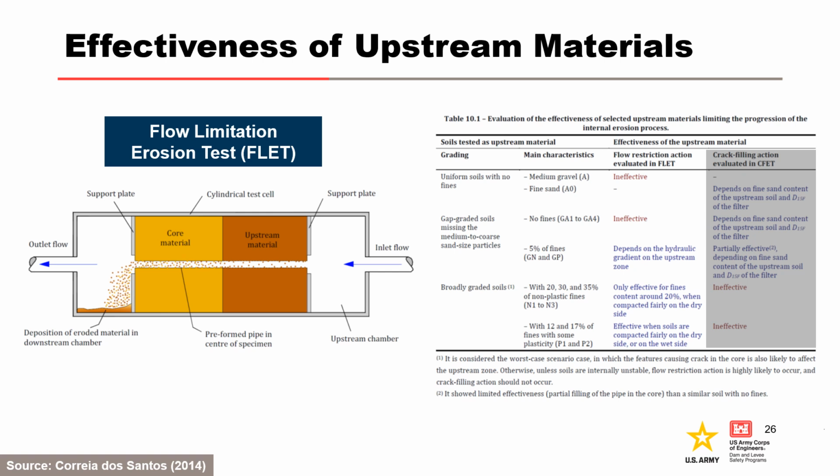Flow restriction action is governed by grading, plasticity, and compaction characteristics of the upstream soil. In gap-graded soils with 5% fines, hydraulic loading and type of fines are critical. For the tested coarse, broadly graded upstream materials, the effectiveness is strongly dependent on the soil gradation, the fines and gravel contents, plasticity of the fines, and compaction water content.